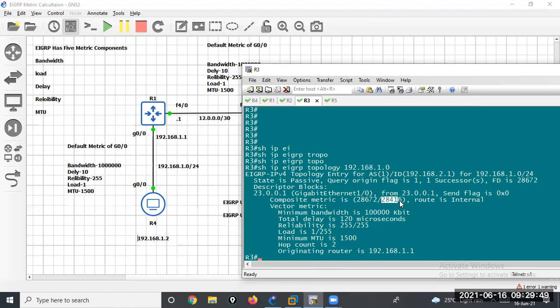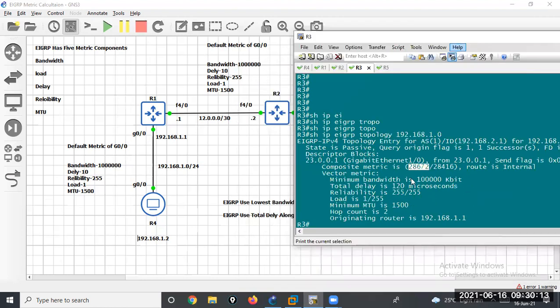The second value is the advertised distance, short form AD, also known as reported distance. Reported distance means the metric from the neighbor to the destination network, not the total metric. Feasible distance, advertised distance. This metric is also known as the composite metric, 28672. Now I will tell you how EIGRP calculates this metric.